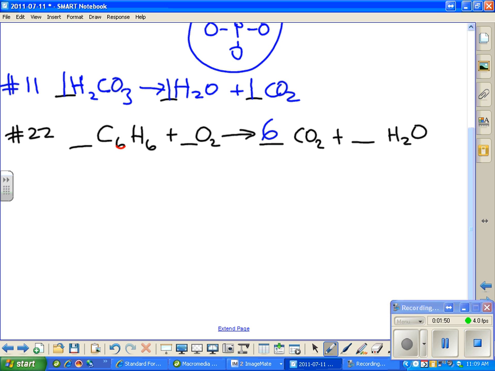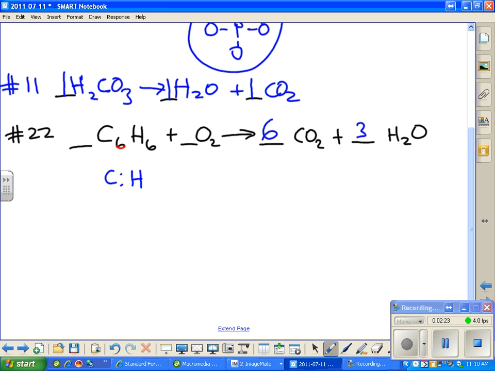Okay? So I got 6 carbons. Now, I'm also seeing that on the left side, I have 6 hydrogens. And over on the right side with the water, I only have 2. So how do I make that 6? What's my coefficient going to be? 3. All right. Now, I've balanced the carbon to hydrogen ratio. That is set.